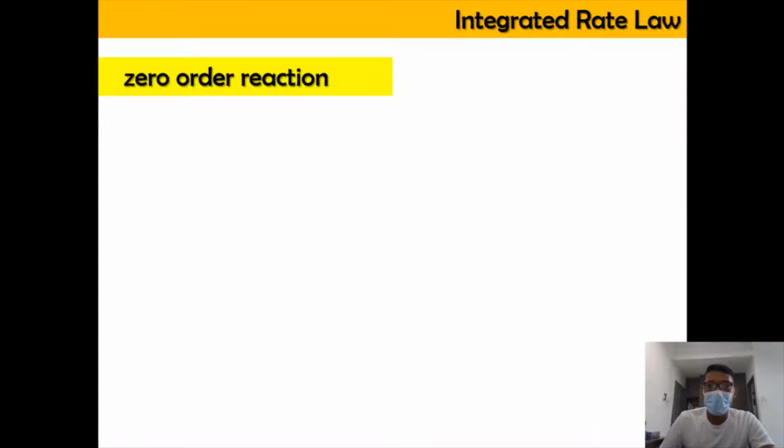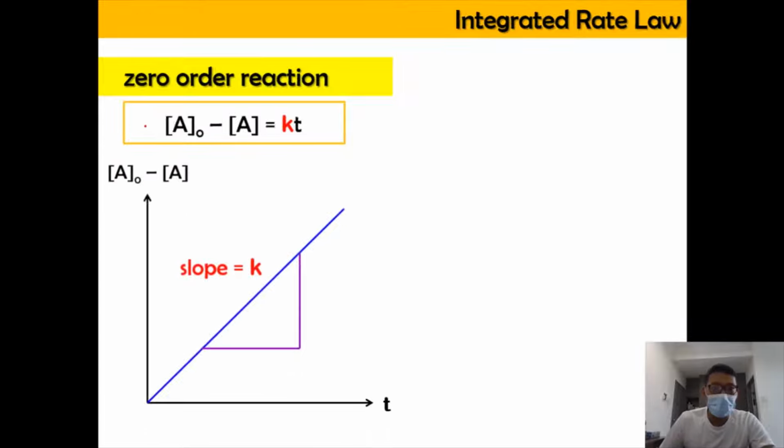From the integrated rate law, you can draw the graph of A0 minus A equal to kt. As you can see here, it is a linear relationship, y = mx + c, where y is A0 minus A on the y-axis, m is the gradient or slope, which is k, and t is on the x-axis.